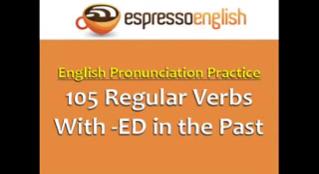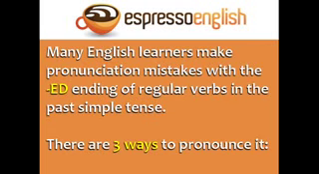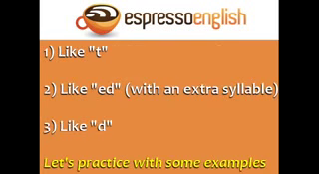English Pronunciation Practice 105: Regular Verbs with ED in the Past, from EspressoEnglish.net. Many English learners make pronunciation mistakes with the ED ending of regular verbs in the past simple tense. There are three ways to pronounce ED in English: like T, like ED with an extra syllable, and like D. Let's practice with some examples.